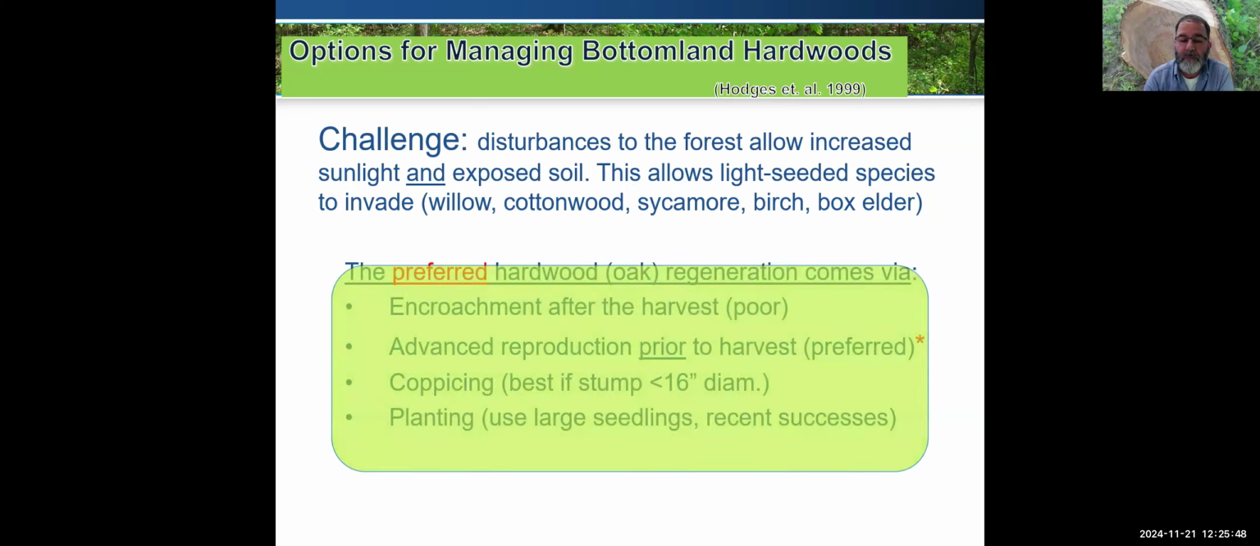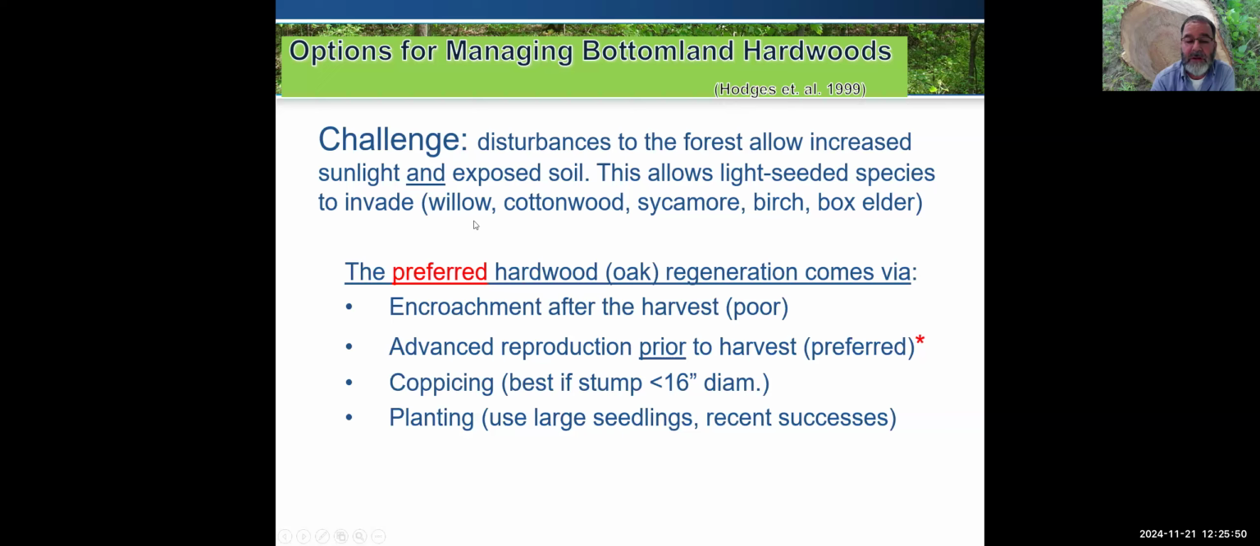And so the preferred species that we're looking for, of course, are these oaks that I've been mentioning. And preferred hardwood oak regeneration is very challenging to get on these sites. It comes via 4 different ways. Sometimes there is encroachment. In other words, after the harvest, there may be some seedlings that seed in. But if you're relying on that, you're going to be disappointed, because generally you'll have pretty poor regeneration of oak species if you just allow seeds to come in and establish the forest.